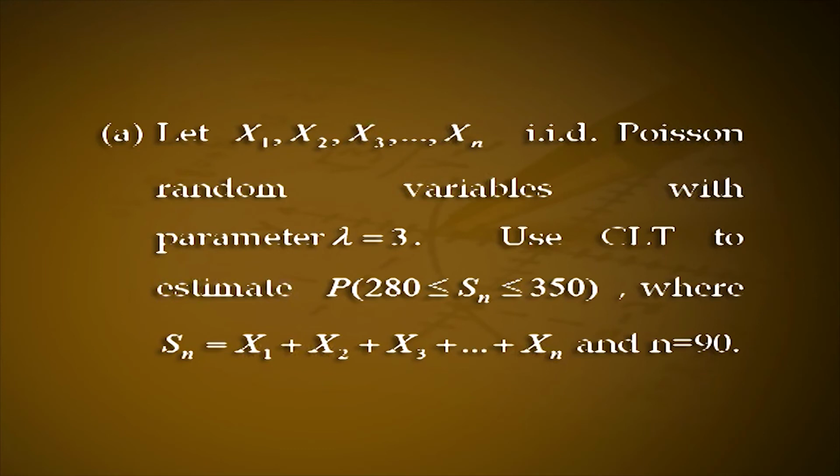A. Let X1, X2, X3, etc. Xn be IID Poisson random variables with parameter lambda equal to 3. Use central limit theorem to estimate P of 280 less than or equal to Sn less than or equal to 350, where Sn equals X1 plus X2 plus X3 etc. plus Xn and n equals 90.